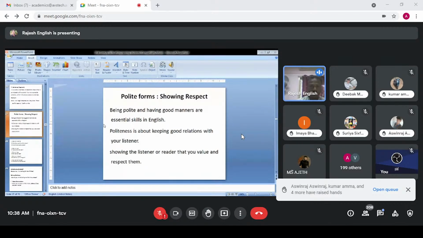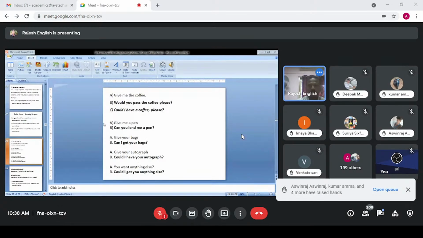So instead of less standard variety, you are aware of business English. Business English is something different from ordinary communicative English. When you look at business English, people give more importance to the standard variety of English. Instead of saying, "Give me the coffee," you can say, "Would you pass the coffee, please?" And the more polite one is, "Could I have a coffee, please?"